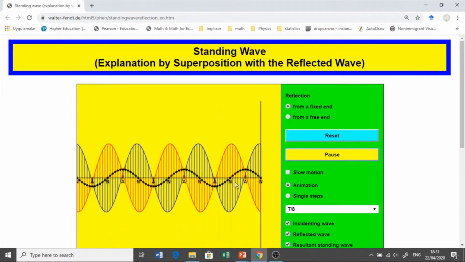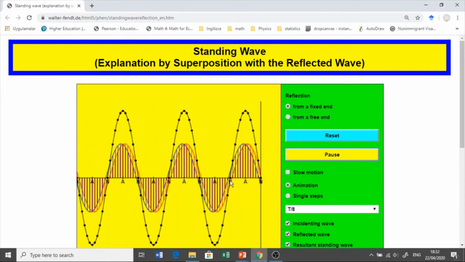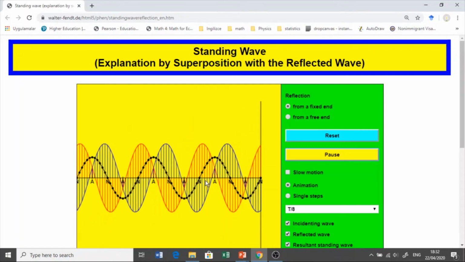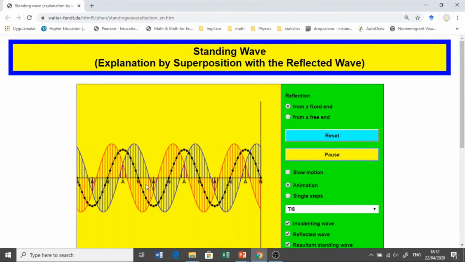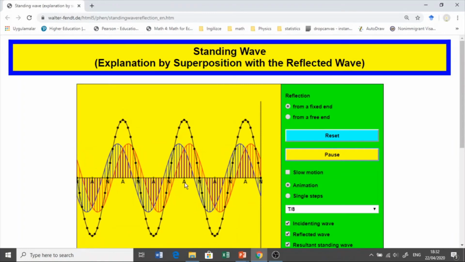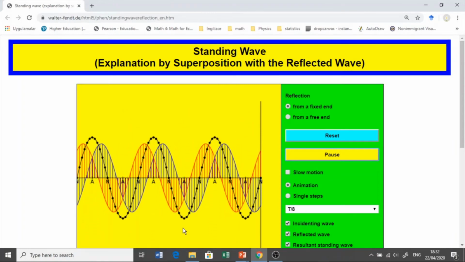And as you see, some points, for example, this point is called N. This is a node. It is not moving. This point is not moving. It's also N. This is also a node. This is also a node. On the other hand, this point, this is an antinode, and it is moving up and down.